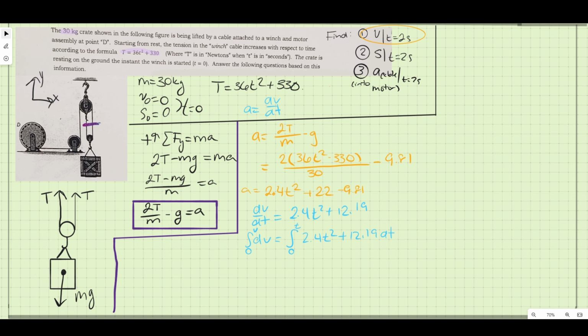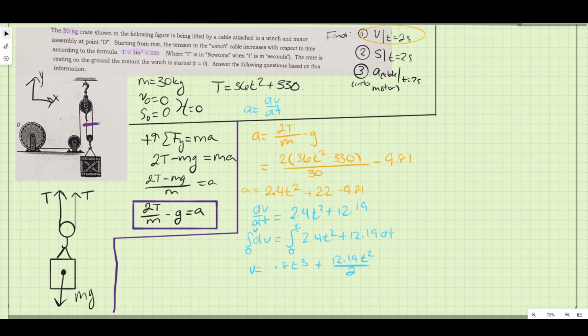From there we'll plug 0, v, and 0 and t in, and we'll end up with an equation such that v is going to equal 0.8 t cubed, because we're also integrating. So we will have 2.4 divided by 3 t cubed, which resolves down to 0.8 t cubed, plus 12.19 t squared over 2. And this is our velocity equation.